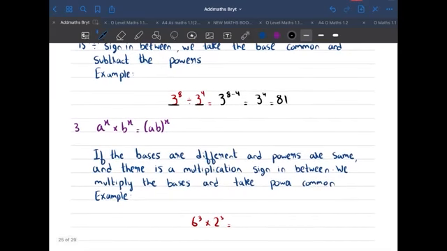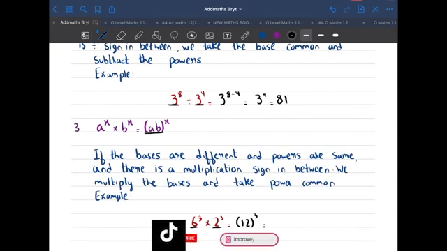Now comes rule 3. When the bases are different and the powers are the same, you multiply the bases and take the power common. So if you see here, are the bases different? Yes. Are the powers the same? Yes. So I'm going to multiply the bases. 12 cube. My answer of this will be 1728. Did you get this?